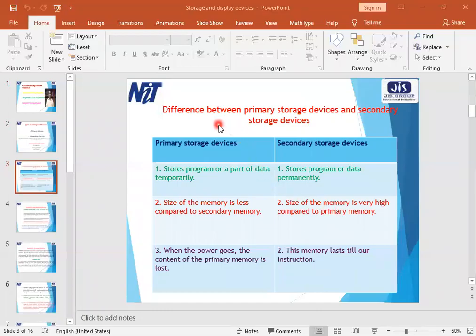Now, before going ahead, we should discuss what is the difference between primary storage devices and secondary storage devices. In the primary storage devices, the program or part of a data is stored temporarily, as I told you earlier. Whereas the program or data is stored permanently in secondary storage devices. The size of the memory is less compared to the secondary memory in the case of primary storage devices, whereas in the secondary storage devices, the size of the memory is very high compared to the primary memory. I told you that when the power goes, the content of the primary memory is lost. That means this is a volatile memory device, whereas the memory lasts till our instructions in the secondary storage device.